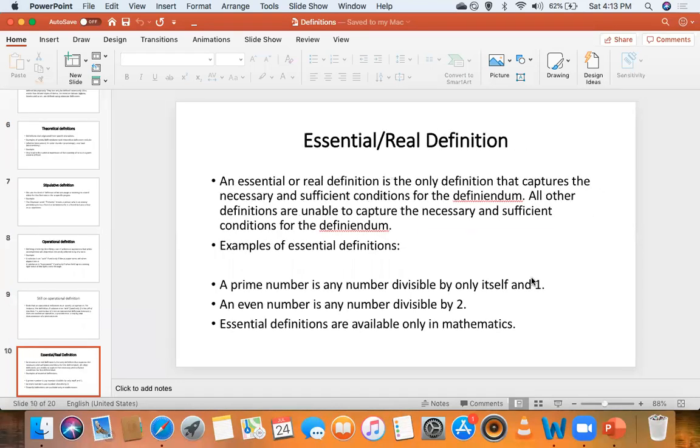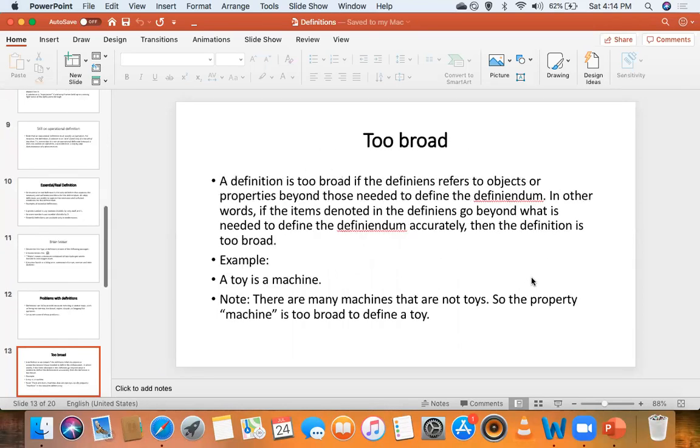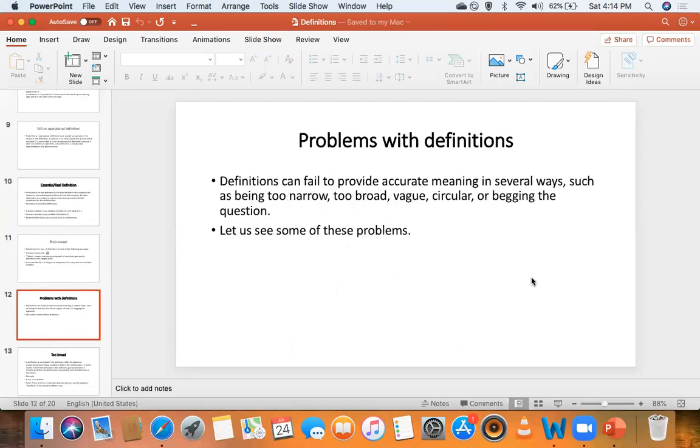And then we saw essential definitions, which are those definitions that we say are the only real definitions because they are the only definitions that are completely accurate. We said every other definition is not completely accurate and is essentially contestable. So that was what we did with definitions. And then we saw problems with definitions.